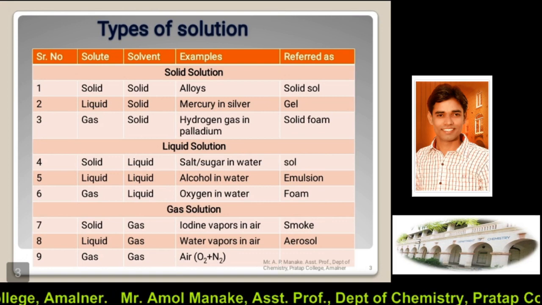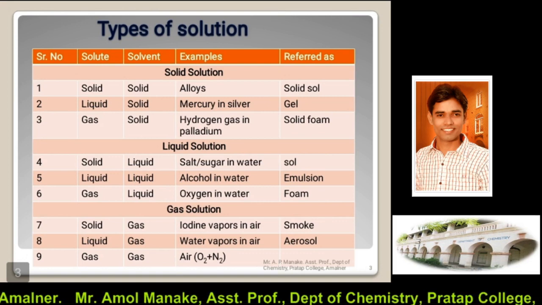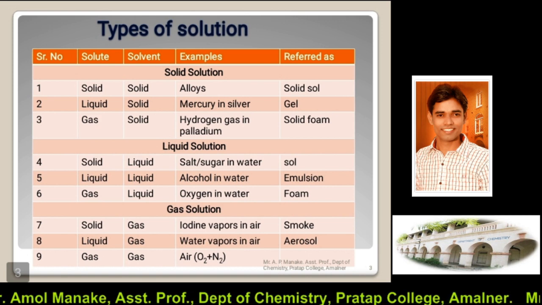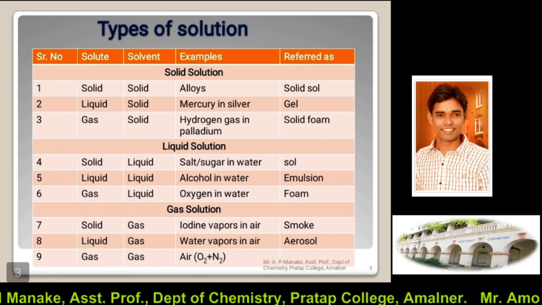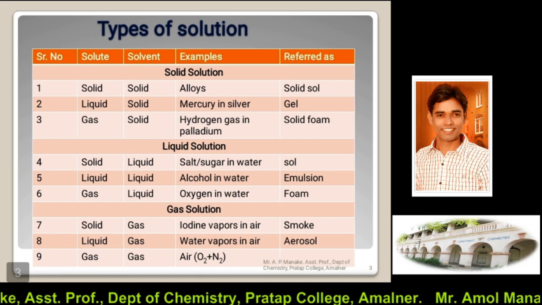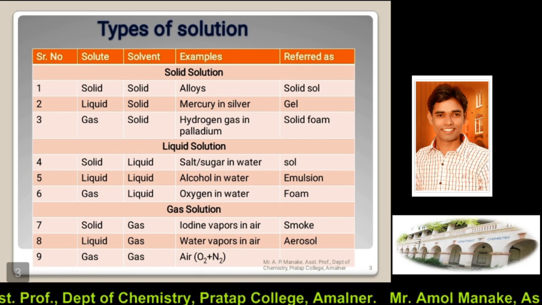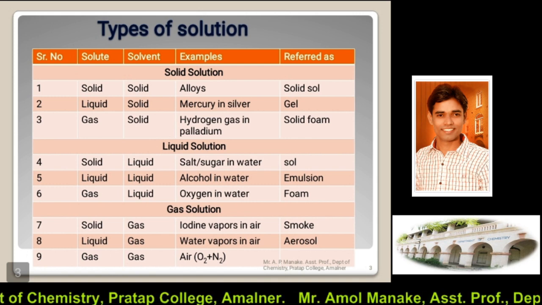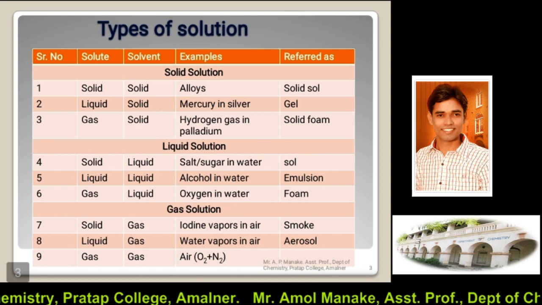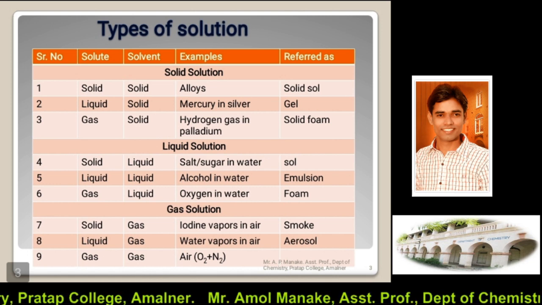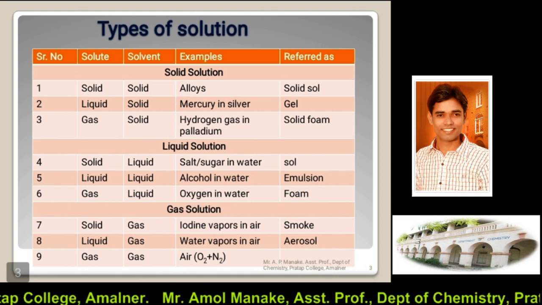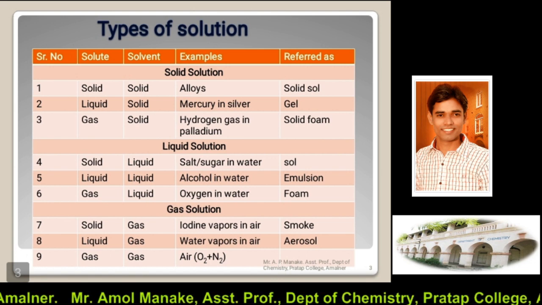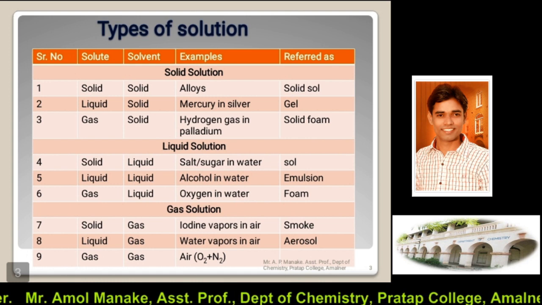Next we will see the types of solution. How many types of solutions are there? There are 9 types of solutions on the basis of different phases. Which phases? Solid, liquid and gas. On that basis there are 9 types of solutions. First we will see the solid solutions, then liquid solutions and then gas solutions. Let us see one by one.